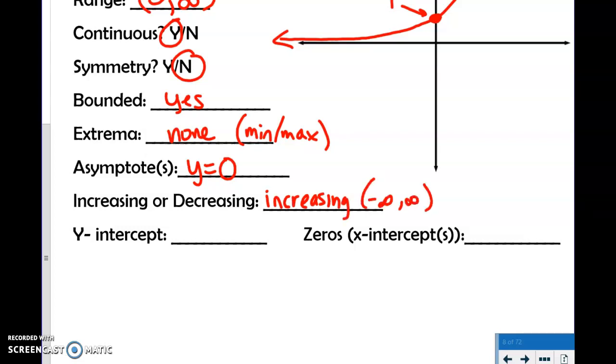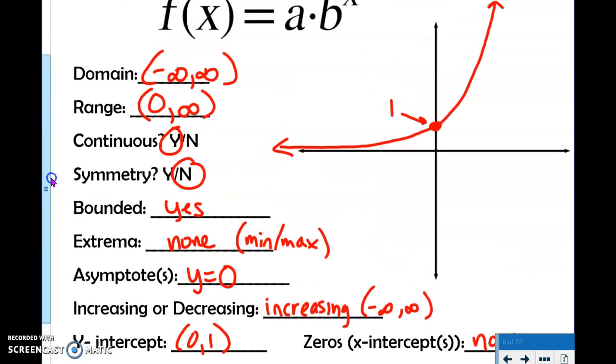And y-intercept is going to be at 1 if it hasn't been shifted. And the x-intercepts are none. They do not exist. So typically we don't solve for zeros with this function. We solve for when it crosses some other line.